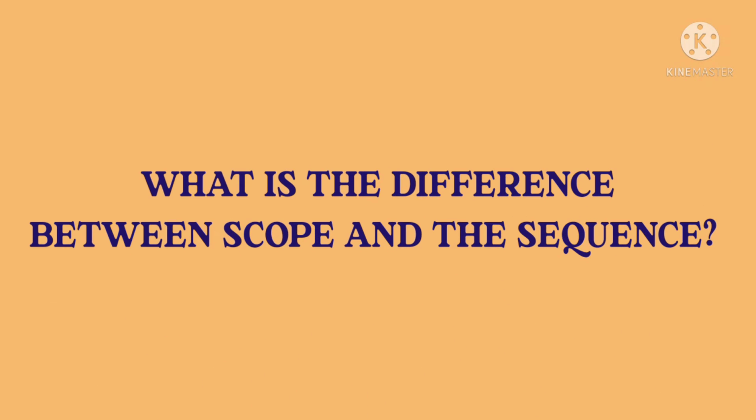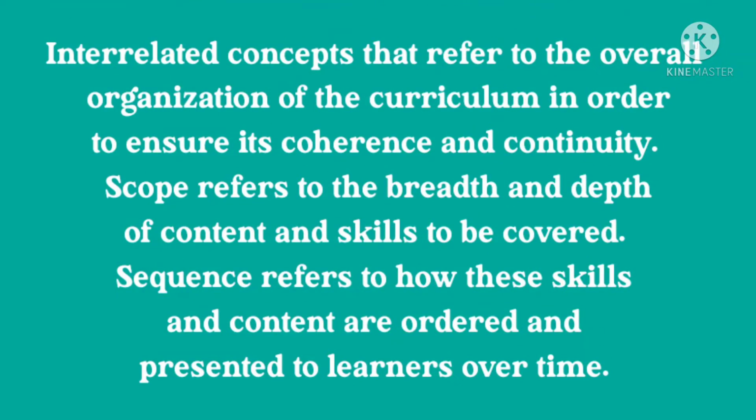For the second question, what is the difference between scope and sequence? They are interrelated concepts that refer to the overall organization of the curriculum in order to ensure its coherence and continuity. Scope refers to the breadth and depth of content and skills to be covered. Sequence refers to how these skills and content are ordered and presented to learners over time.